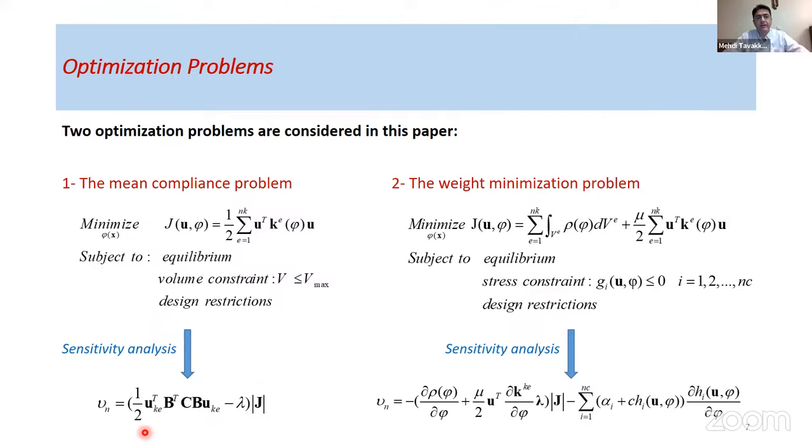By doing sensitivity analysis, we end up with the velocities as you see here. There is a difference, a determinant of the Jacobian, we have here in comparison with other level set methods in the literature, which is to control the velocity in parameter space.